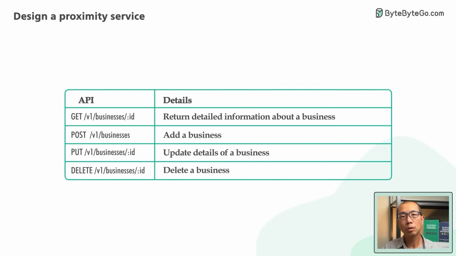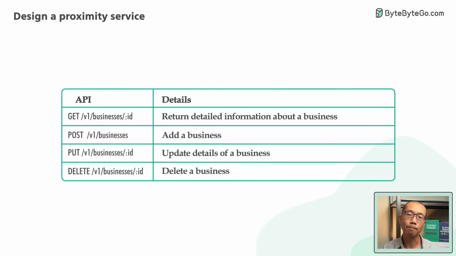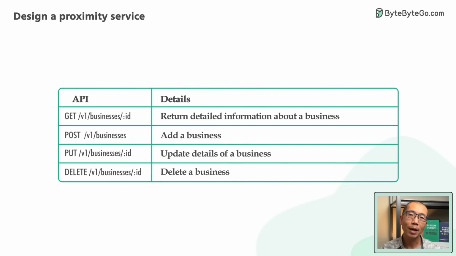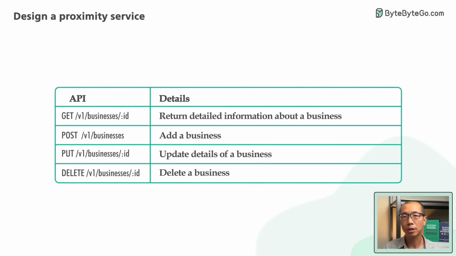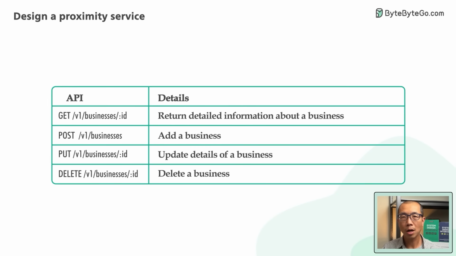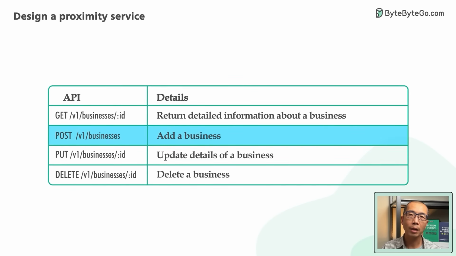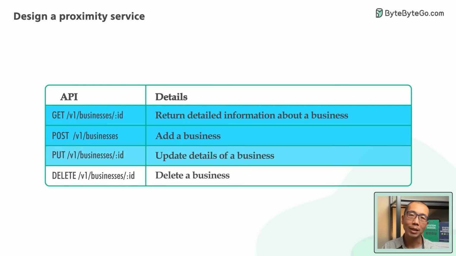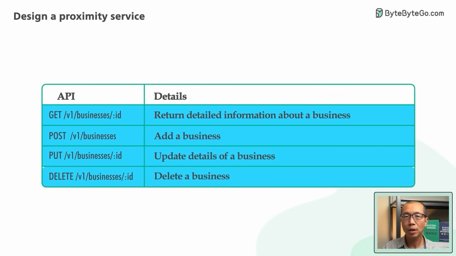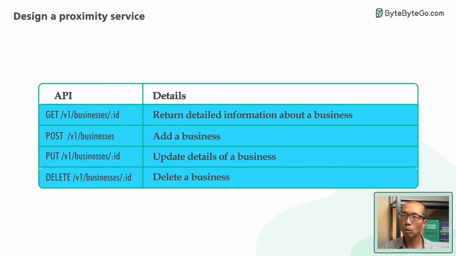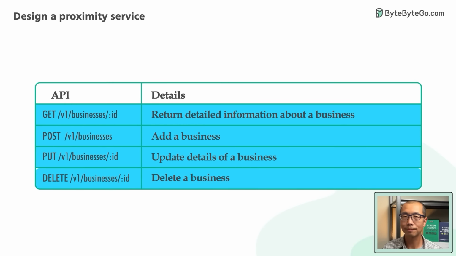This brings us to the other API category. The second API category manages business objects. It includes the CRUD endpoints to create, read, update, and delete a business. This is pretty standard for an API, and we won't go much deeper into it.